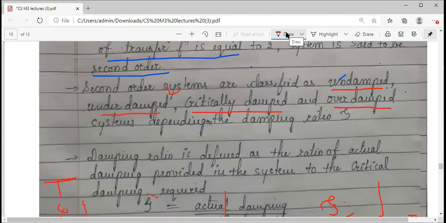But if you see the name, as it suggests, undamped means there is no stopping; the system will not come to equilibrium at all. Only oscillations will keep happening. This is ideal. In practice, we won't get such a system at all. Undamped systems won't exist practically.